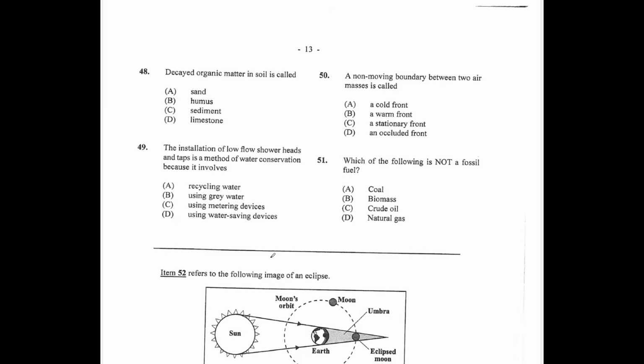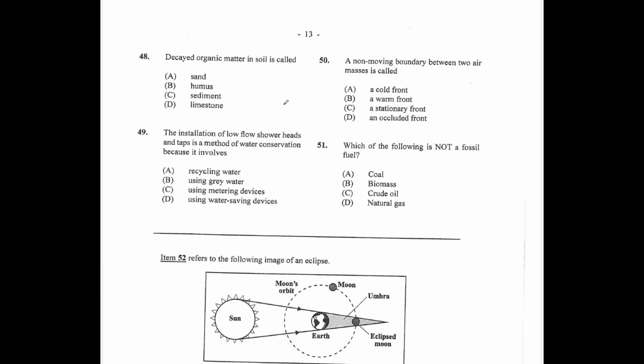Going on to 48. Decayed organic matter in soil is called humus. The installation of low-flow shower heads and taps is a method of water conservation because it involves using water-saving devices. Question 50. A non-moving boundary between two air masses is called a stationary front. It is non-moving, so it doesn't move. Which of the following is not a fossil fuel? Coal, biomass, well, biomass jumps out right for us right there.